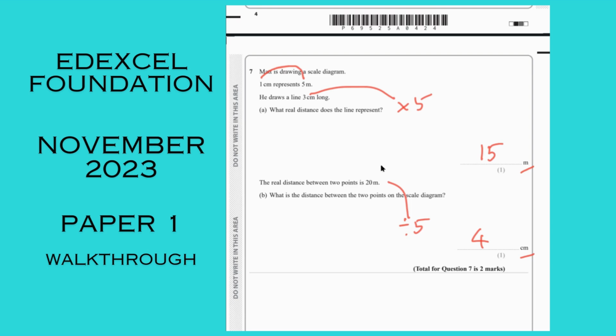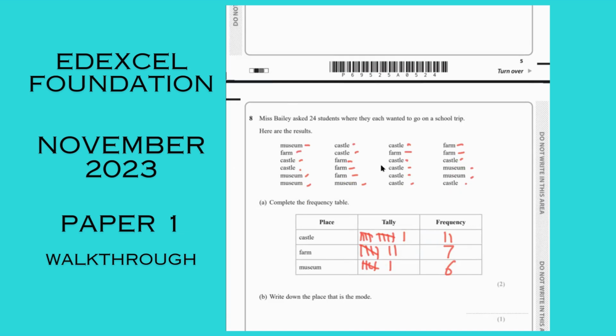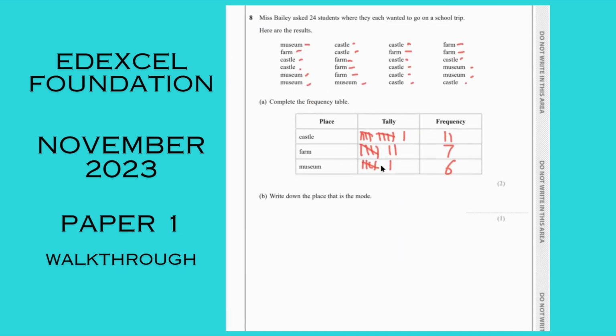On the next one, I've cheated a little because you don't want to sit there wasting your time watching me go museum dash castle dash. So I've done it already. As you can see, I do indeed put the dashes on, make sure, and again, always double check those numbers add up to the 24. Mode is most common.